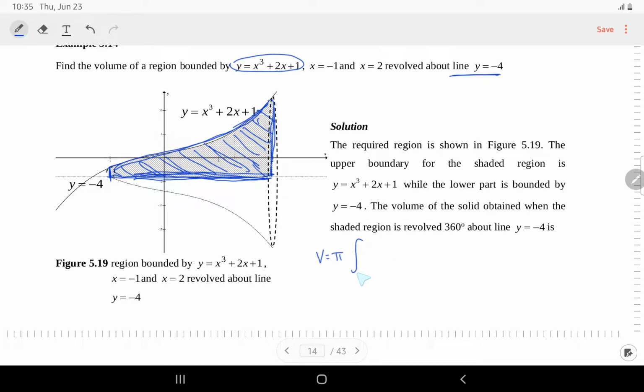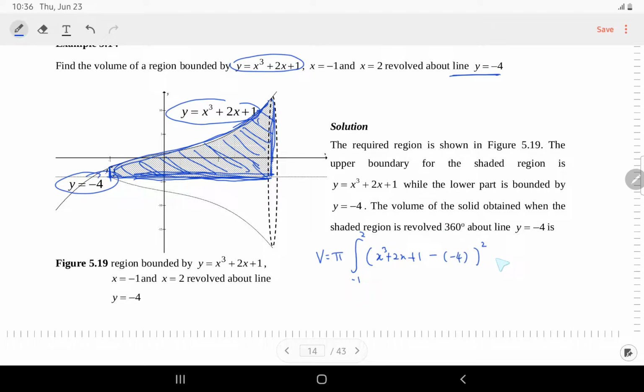So, what is the boundary dia? From -1 until 2. So, -1 until 2. And then radius square. So, radius dekat sini is the upper boundary minus lower boundary. So, this is the upper boundary. So, apa equation dia? Yang ni. Okay, x cube plus 2x plus 1 minus lower boundary. What is the lower boundary? It is right here. What is the equation? Y equals -4. So, kita ambil -4 kat sini.